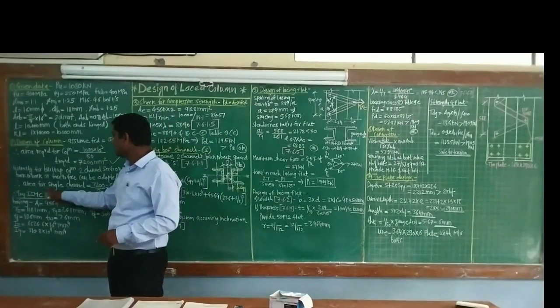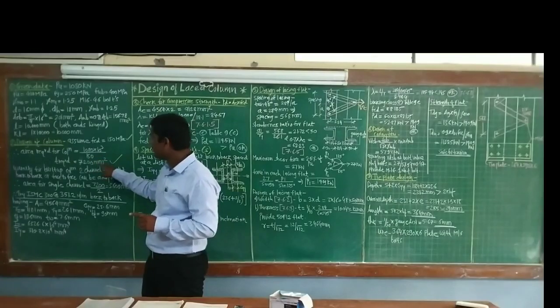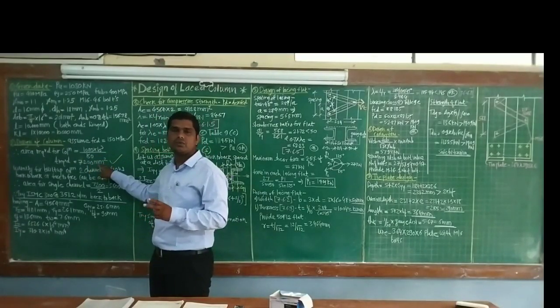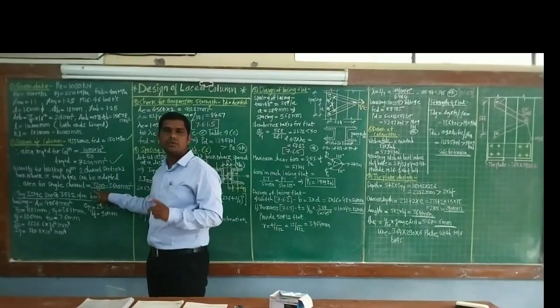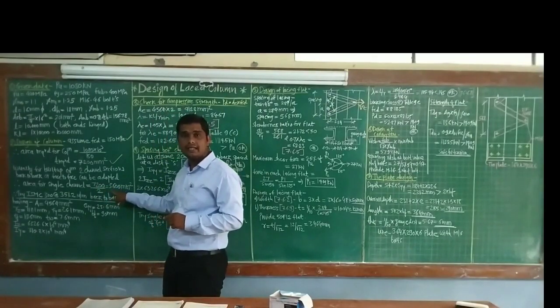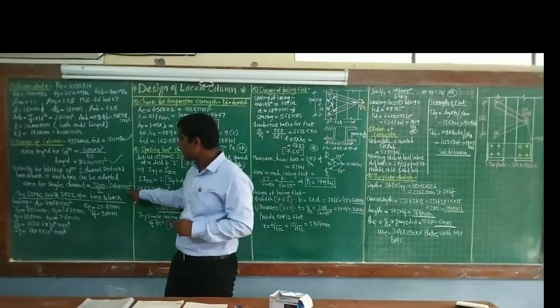So the area required for a single channel section: whatever area we calculated in the previous step, that is 7200, is for both channel sections. We want the area for a single section. So 7200 divided by 2, which means each channel carries a required area of 3600 mm square.